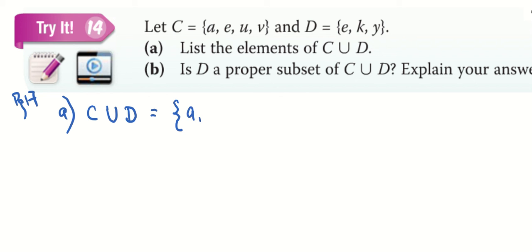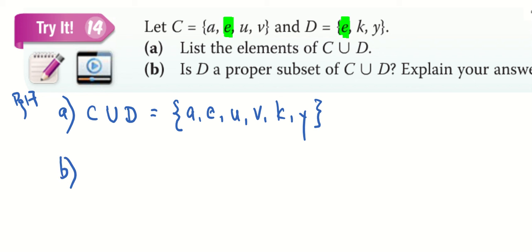A, E, U, B, K, Y. Okay, notice E is repeated in both set C and D. Are you going to write E twice? No, the same element you only write once, even though it's repeated. Okay, that's the answer to part A.